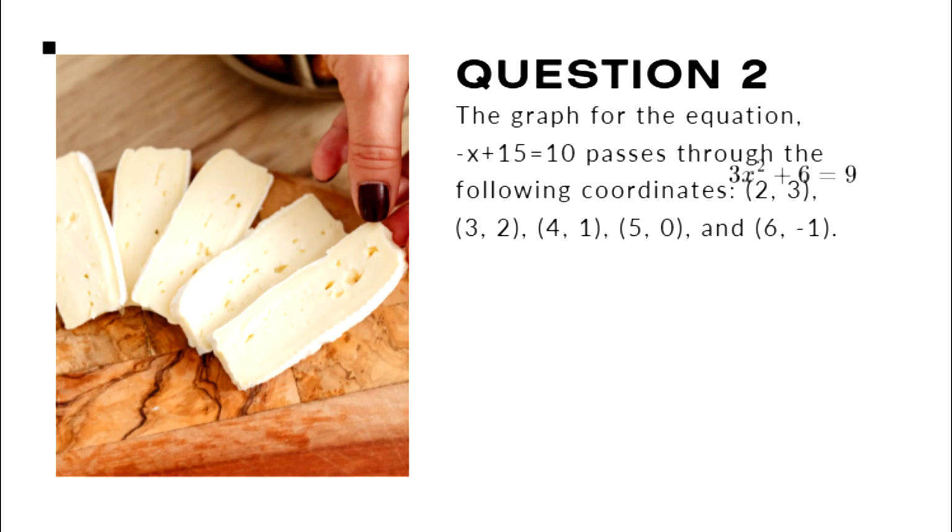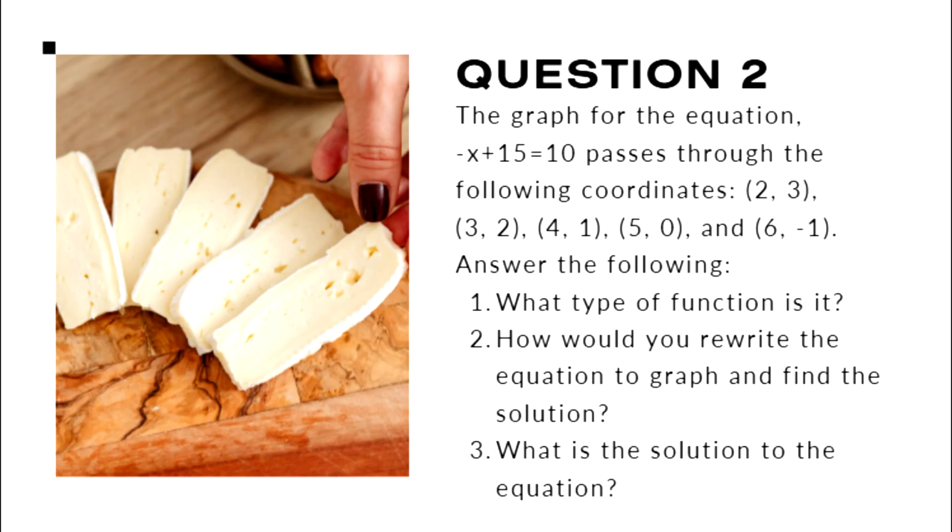Oh. Hey, it got all screwed up. So this is a linear function because it doesn't have any x squareds or anything weird in it. To rewrite it as a correct equation to graph it, it would be -x plus 5, because you're going to subtract 10 from each side, equals 0.